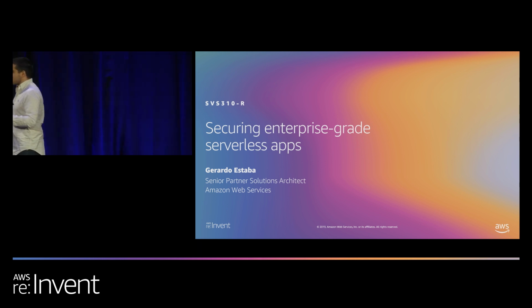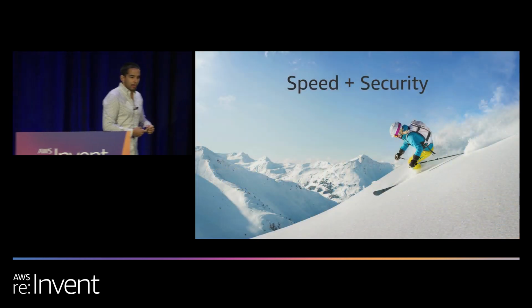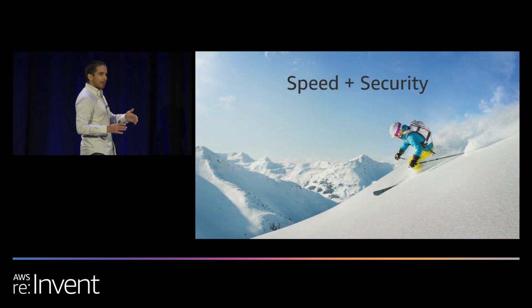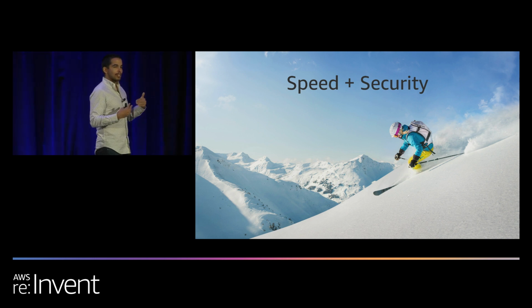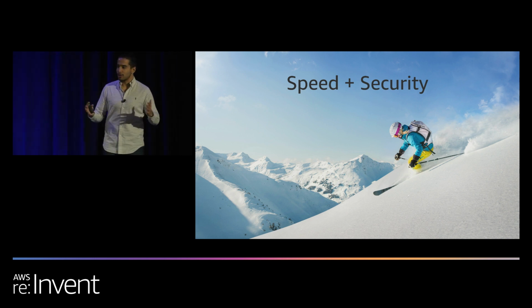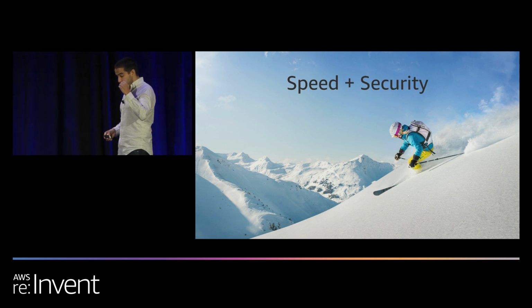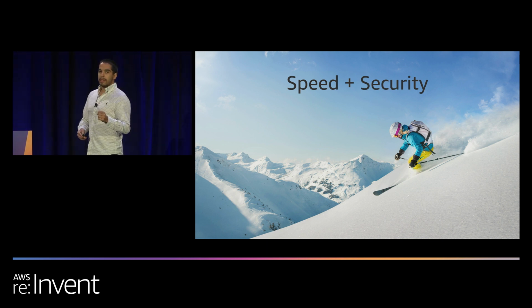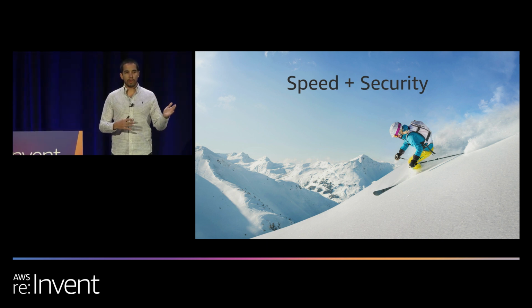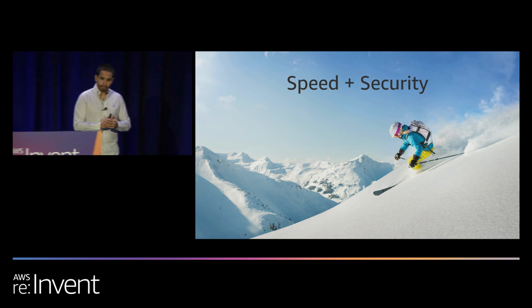But speed is only one side of the equation. Just like when you go out skiing, you want to get top speed, but you don't want to compromise your own safety. At least some of us are very sensible and we don't want to hurt ourselves. In software development, it's very similar. You may want to make sure that you have a quick development cycle, but you also want to make sure that keeping security a top priority so that you can protect your customers and your customers' data.